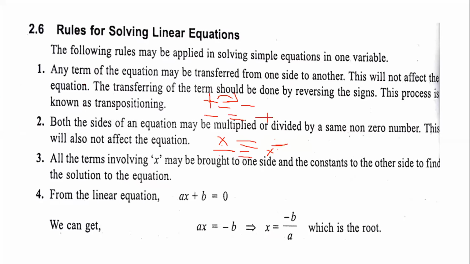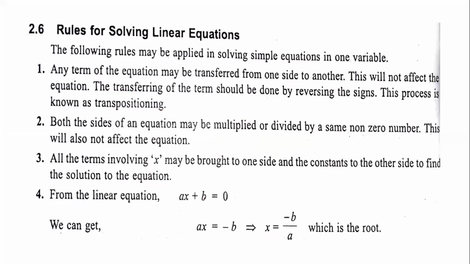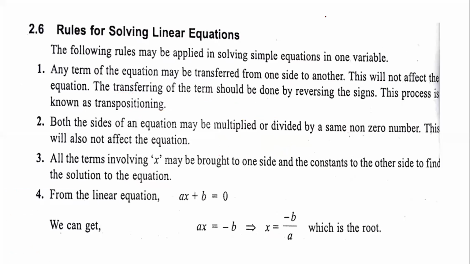Okay. And this form of taking from one side to the other by reversing the signs is known as transposition. The process of taking the numbers or the variables from one side to the other by reversing the sign is known as transposition. And then we will have the constants, we'll have the variables, and we are going to solve the equation. Okay. Now, after this, we went on to solve the problems.